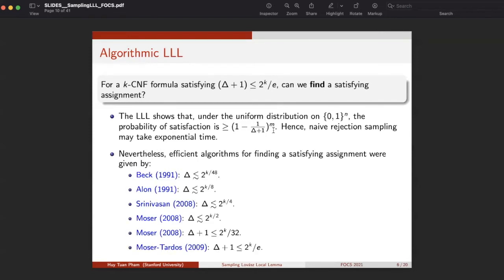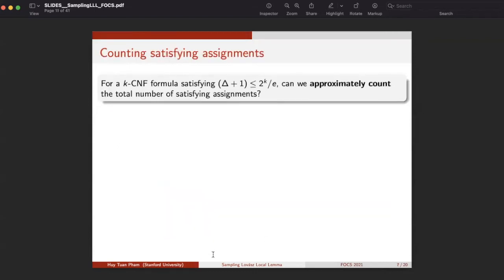However, we do know through a long line of works that there are efficient algorithms for finding a satisfying assignment. And it starts from the work of Beck in 1991. And in the groundbreaking work of Moser and Tardos, we already essentially have an efficient algorithm for finding a satisfying assignment, essentially in the regime matching the LLL condition. So that is for finding a single satisfying assignment.